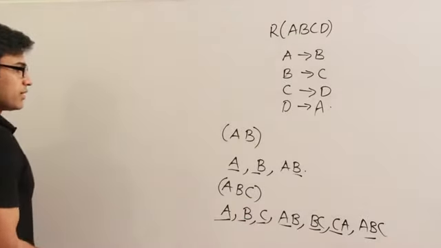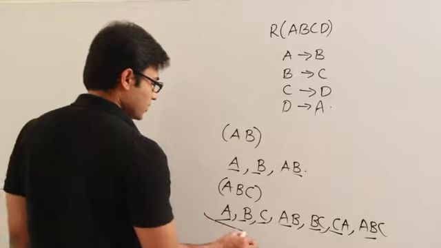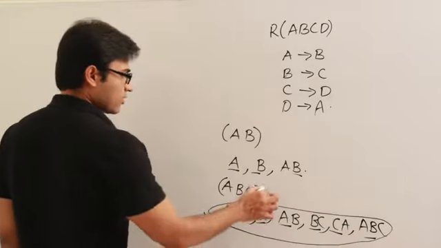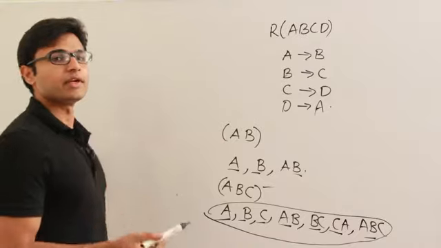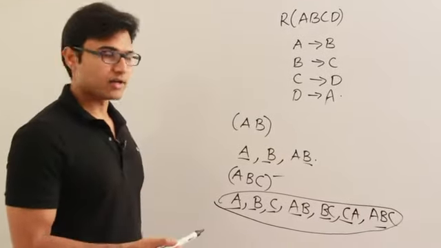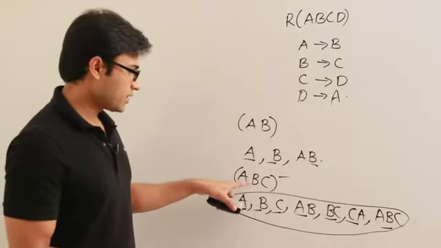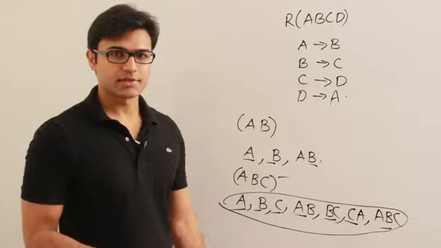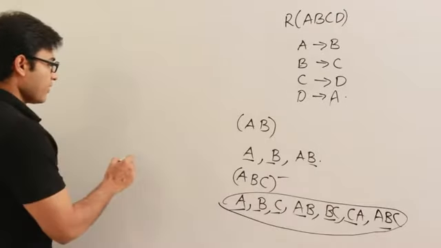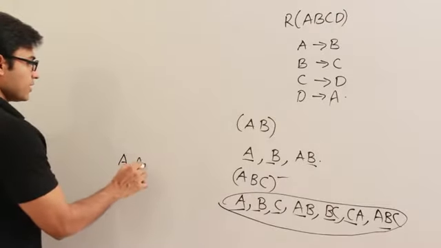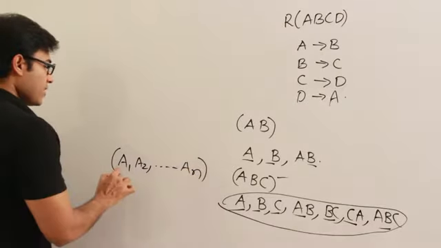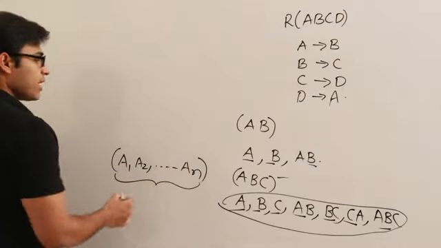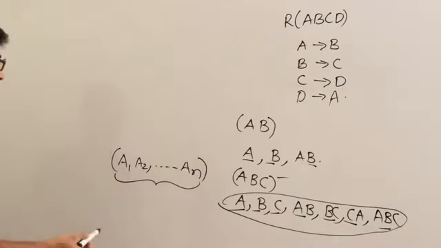So in general, what is this? Given this set, this is nothing but the set of all subsets except one element, isn't it? What is that element? The null element, right? So except null, this is the set of all subsets. Therefore if I have n elements, a1, a2, and so on up to an, how many candidate keys might be possible, totally?